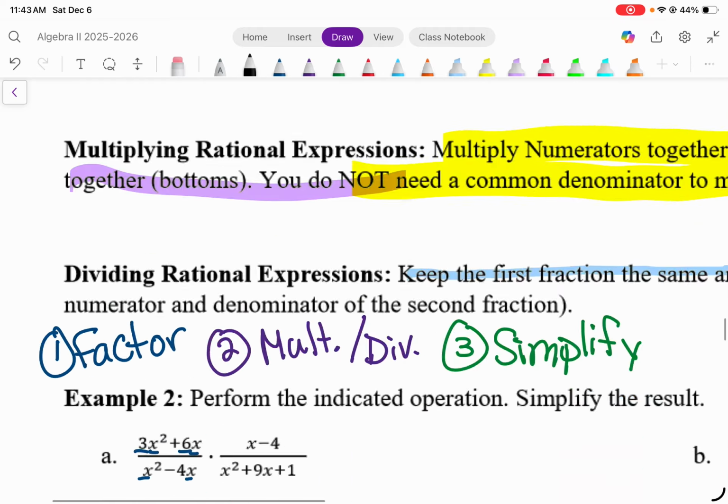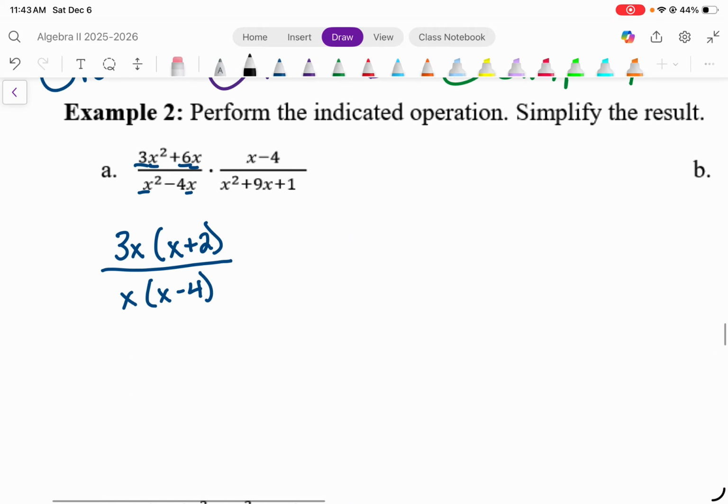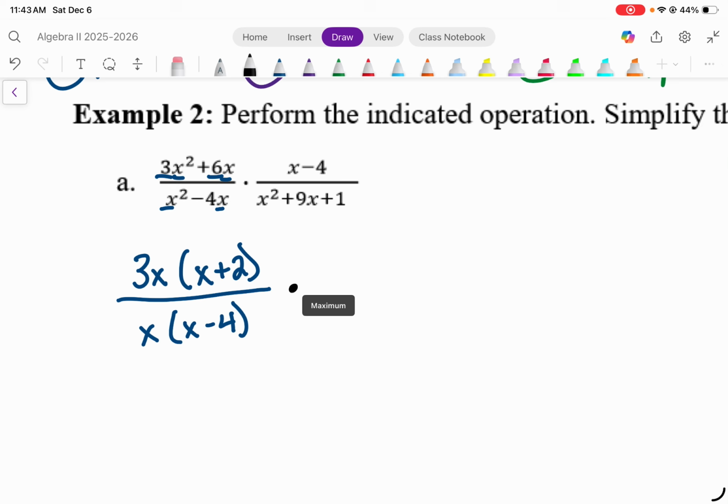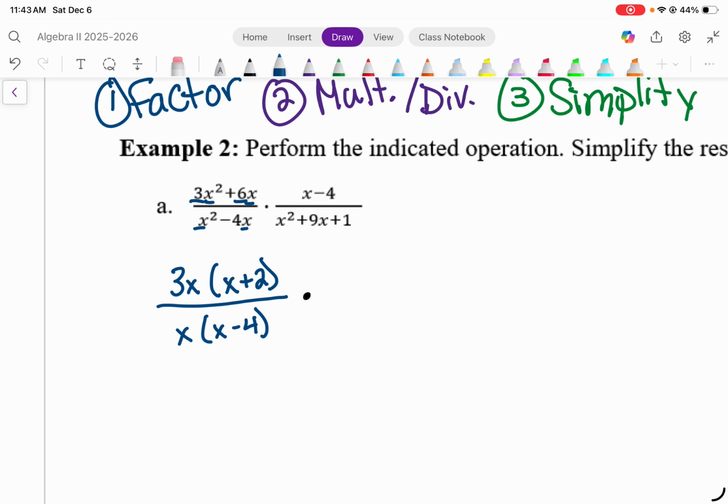Oh my goodness, my video is all over. And we are multiplying here. The second fraction, the x minus 4 on top, cannot be simplified. We can't factor anything out, but I am going to put it in parentheses to show that those are grouped together. You cannot separate the x from the minus 4, so make sure you keep those together.